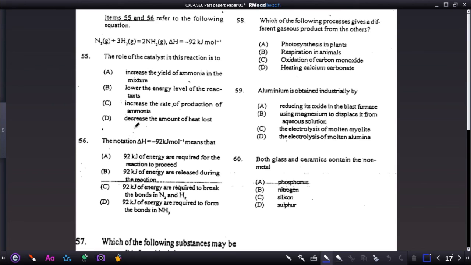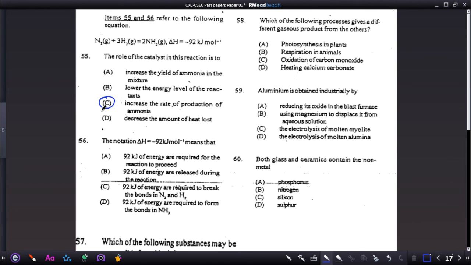Is it to increase the yield of ammonia in the mixture? It's not A, lower the energy level of the reactants. A catalyst lowers the activation energy of the reaction, not the energy level of the reactants. So the catalyst in this case would increase the rate of production of ammonia, which is C.